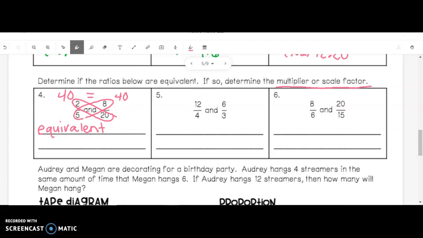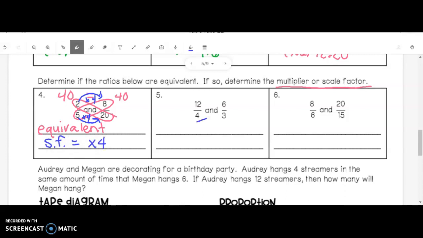And it wants to know the scale factor. So looking at these numbers, what do I multiply 5 by to get to 20? Well, that's going to be times 4. And it's also times 4 on the top. So my scale factor is times 4.